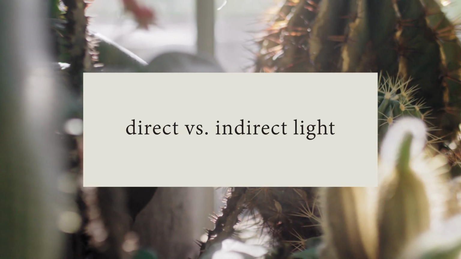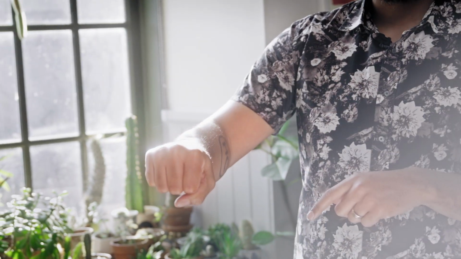So we're working with two different types of light coming into your home, one direct and one indirect. When it comes to direct sun, we're talking about the sun's rays directly hitting the source. You can see them hitting the back of my fist there. Now, there are two different types of intensities when it comes to direct sun.